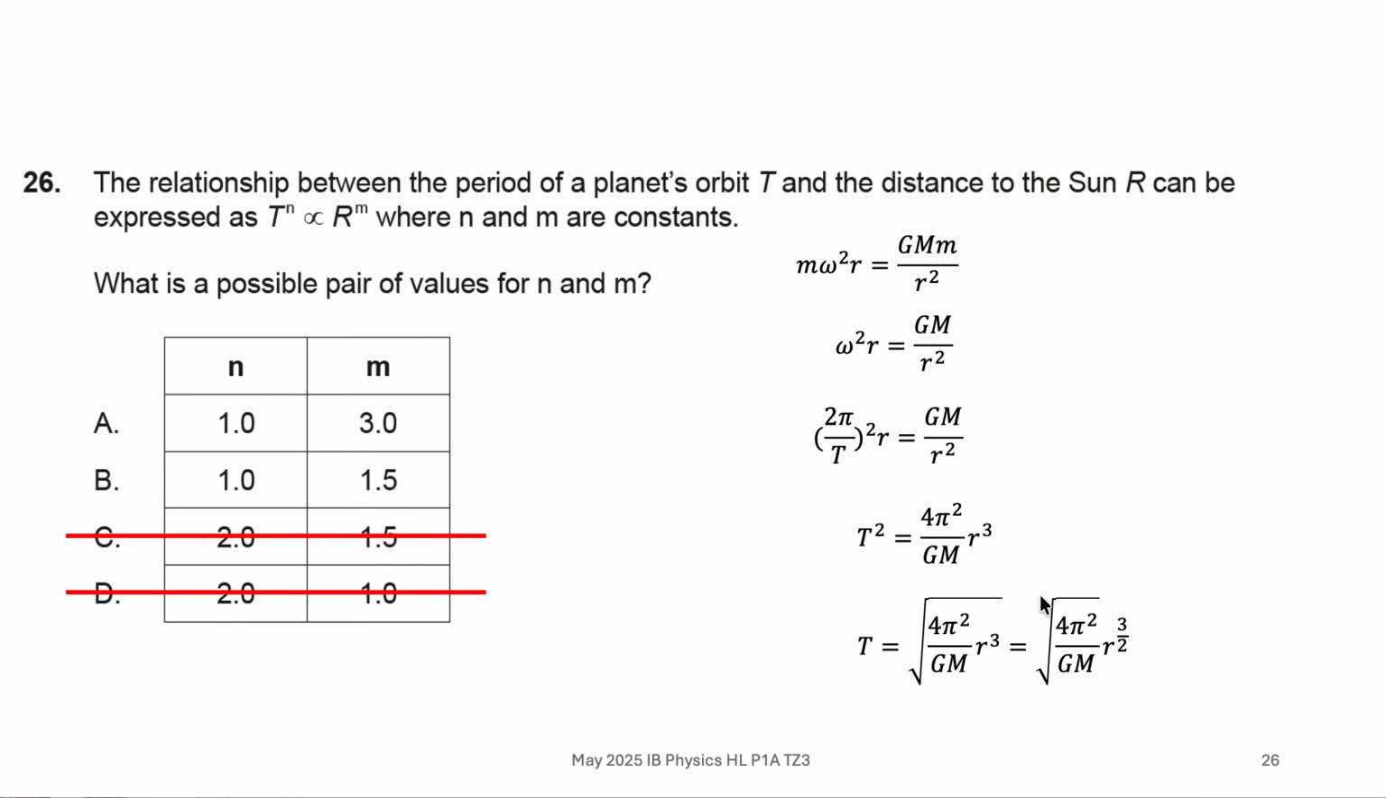We're going to take the square root of this. We get a big constant at the front, and the important bit is r. r to the 3 square rooted gives me r to the 3 over 2. Well, 3 over 2 is 1.5, which means the answer here is B.